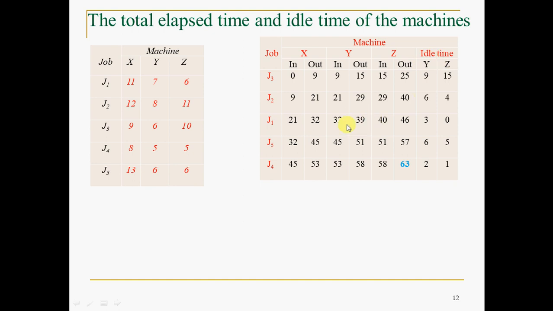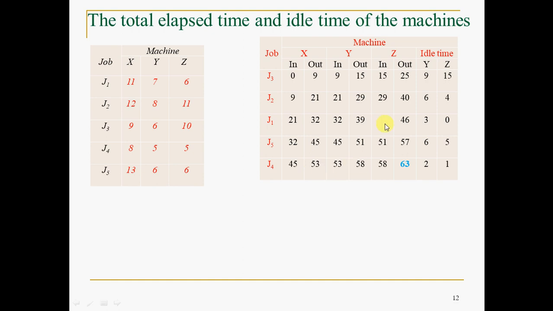Fine, 32. Then 39, it has completed its job by 39 minutes, but it is not given till 45 minutes. So hence 45 only is the in time for this. Like in the first case, though all missions are ready, unless the first job comes out from mission X, it will be waiting. So though it has completed, this job is not coming to this mission. Hence the out time of this will become the in time of this, in most of the cases. Fine. So 51. Okay, this one is the out time. Out time of this will become the in time of this.